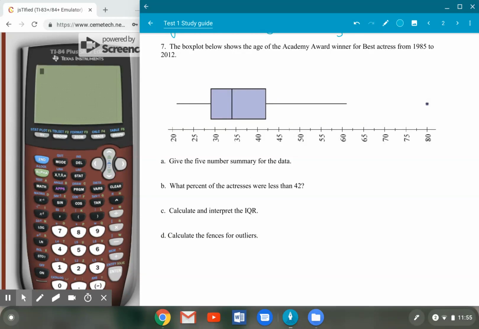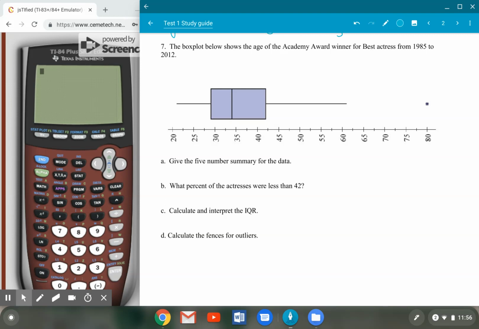We're going to pick up here with number 7 on our study guide. It says the box plot below shows the age of the Academy Award winner for Best Actress from 1985 to 2012. Part A, we want to give the 5-number summary for our data. So remember, the 5-number summary is the minimum, the first quartile, which is Q1, the median, the upper quartile, which is Q3, and your maximum value.